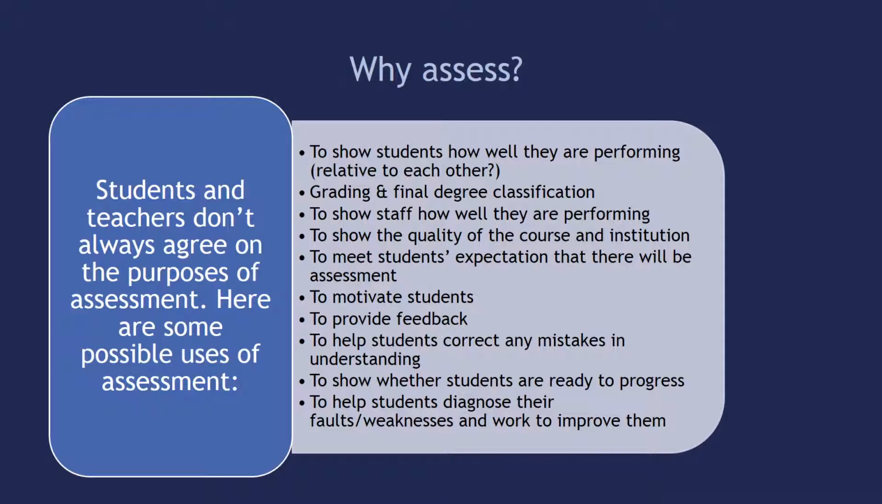So if you don't pass your first year of a degree, that means you're not going to do very well in the second year. So you need to work better on getting to grips with those facts in the first year. And that may mean that you go to summer school, or it may mean that you repeat a year again. But ultimately, it's flagging up that you're not ready to progress to the second year if you fail the first year. And finally, it's to help students diagnose their faults and weaknesses.